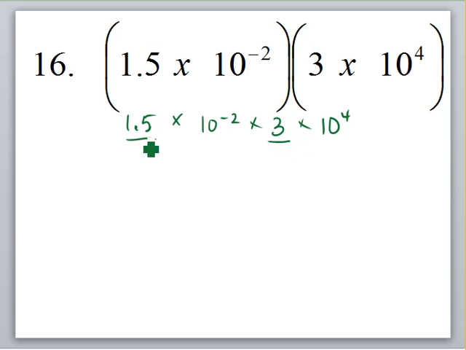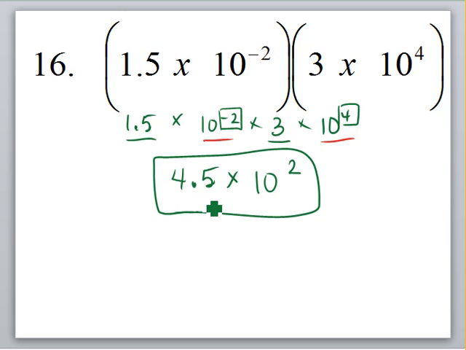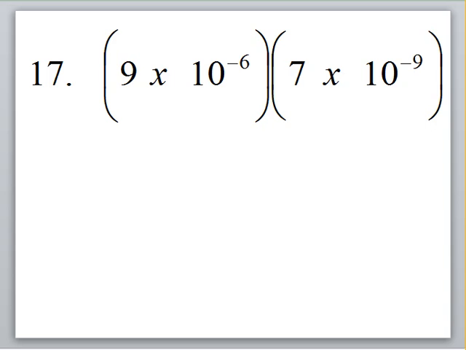It would be much easier for me to multiply 1.5 times 3, which gives me 4.5, and then to use my rules of exponents, which says keep your base and add your exponents together. Negative 2 plus 4 is 2. Now this happens to be in scientific notation, so I'm going to finish because this number is between 1 and 9. The last problem here, we're going to do the same thing.